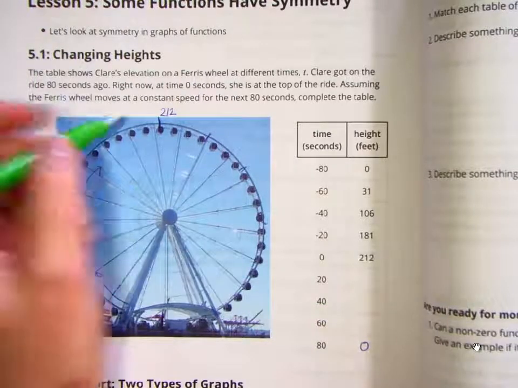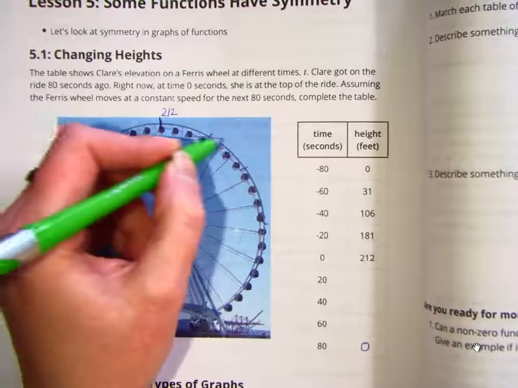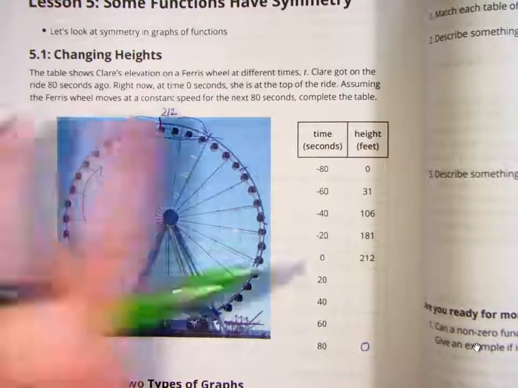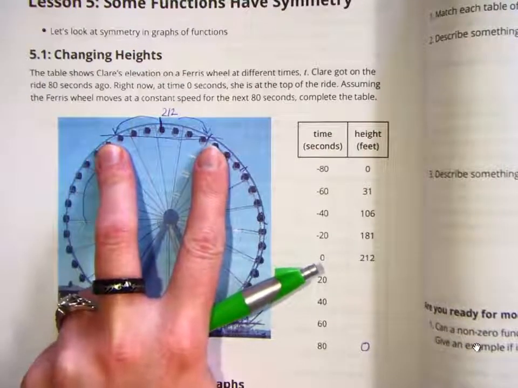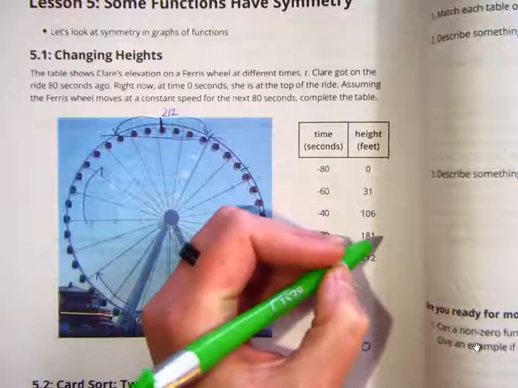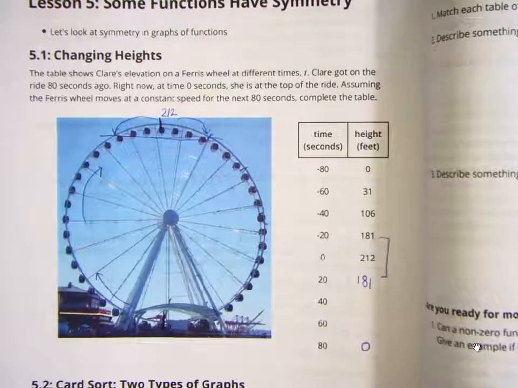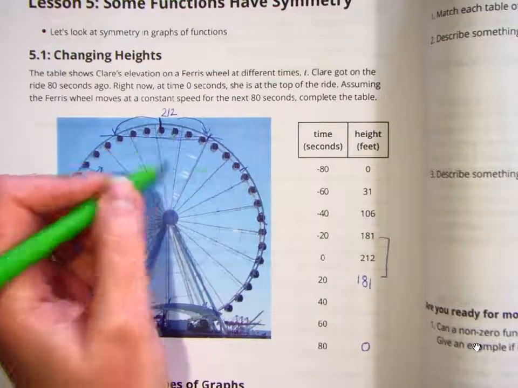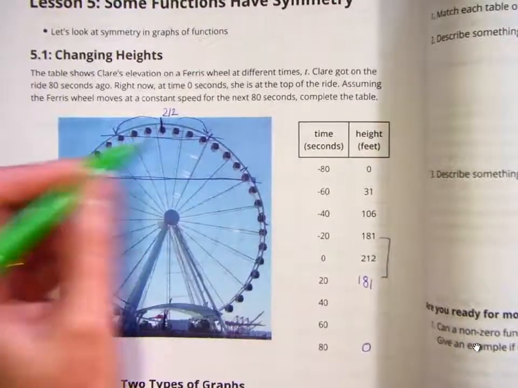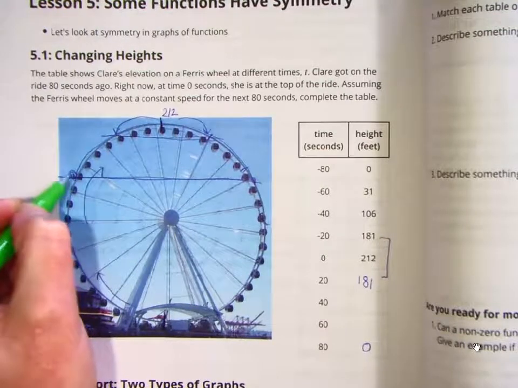And so her height 20 seconds from now is actually going to be at the same height that she was 20 seconds before right now. See how I can go either way? Those two are both at the same height. So her height 20 seconds from now is going to be the same as where she was 20 seconds ago, at 181 feet. And we can say the same thing when she's here at 40 seconds. Her height 40 seconds from the top is going to match because this Ferris wheel is moving at a constant speed.